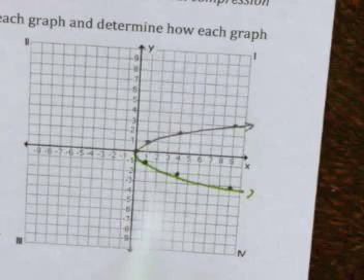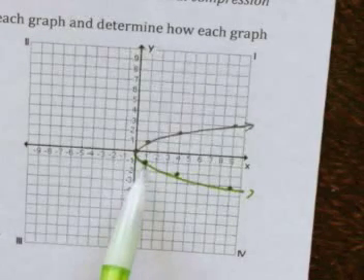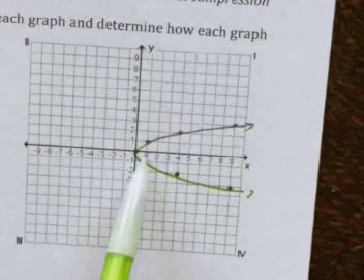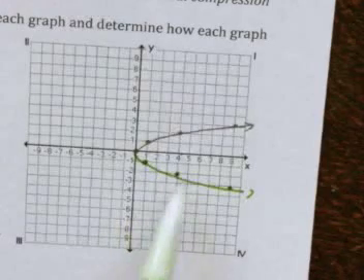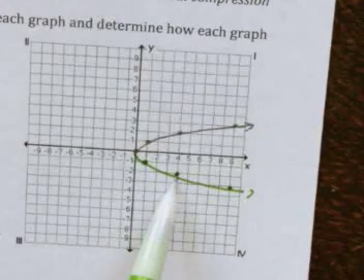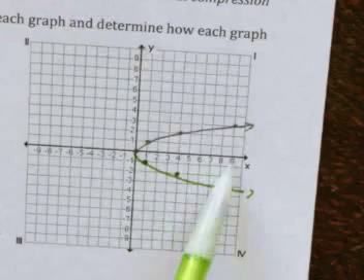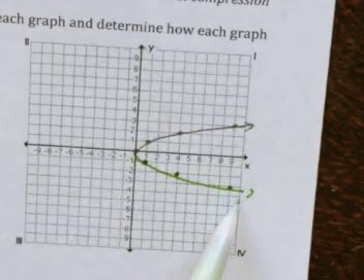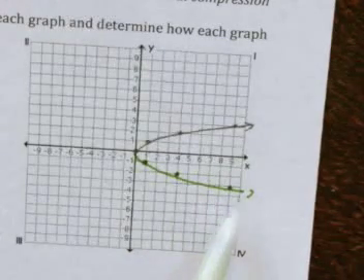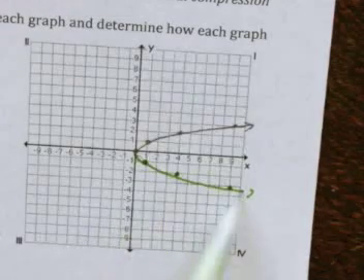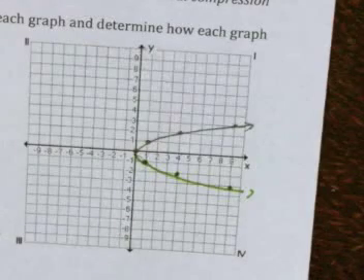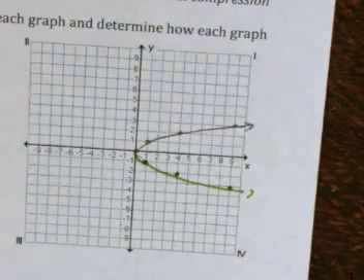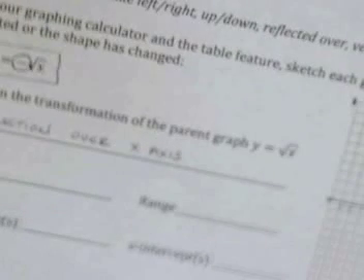And then I reflected those points over the x-axis. The square root of 1 is 1, but then I made it negative. The square root of 4 is 2, but then I have to make it negative. The square root of 9 is 3, and then I make that 3 negative. So what we see graphed right here in green is that the square root function has been reflected over the x-axis. So let's answer questions about domain, range, and intercepts.